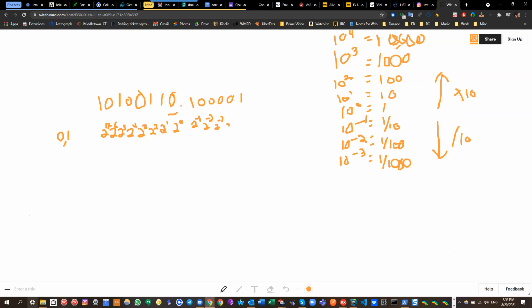Sorry again for my handwriting and the spatial issues here. I forgot to put the little negative sign, my bad. Negative, negative, negative.